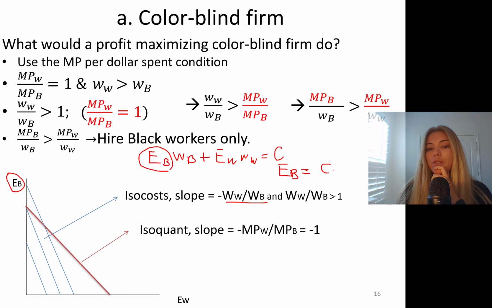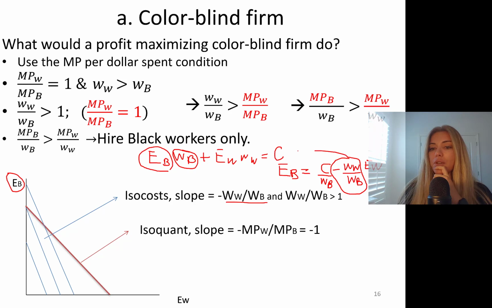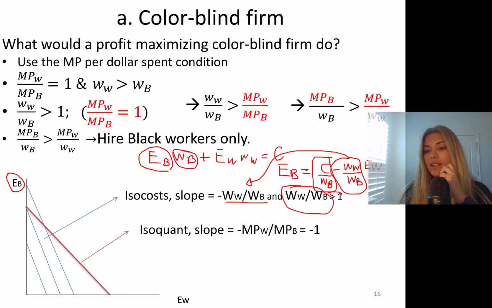C, you're going to get minus WW EW, divide everything by WB. So total cost divided by WB, minus WW over WB times EW. I'm just showing you, this is the slope: negative WW divided by WB. And this is going to be the y-intercept, but it's okay for now. We are just going to continue. So negative WW over WB, if you get rid of the negative sign to see the magnitude, I know this is greater than 1. So if the slope in absolute value is equal to 1 and WW over WB is greater than 1, it's going to be steeper.